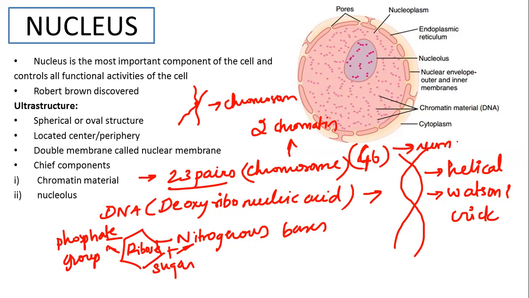These numbers differ in organisms. The number of chromatins or pairs of chromosomes differs from each and every animal and organism. Fine, so this is all about the nucleus.